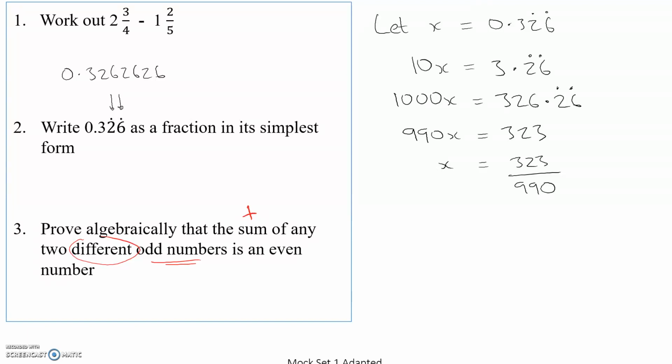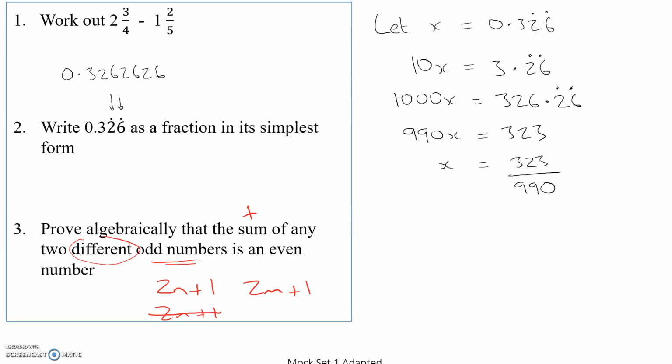Well, we could say that 2n is always even, so 2n plus 1 is always odd. Now if we need two different odd numbers, we can't say 2n plus 1 again, because that's exactly the same odd number. So we could just use a different variable. We could say 2l, 2m, 2a, 2x. I'll go for 2m. So 2m plus 1. That's a different odd number. So we've written an expression for our two different odd numbers.